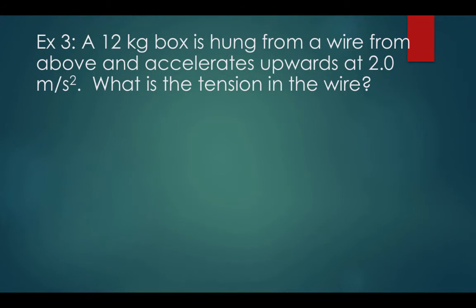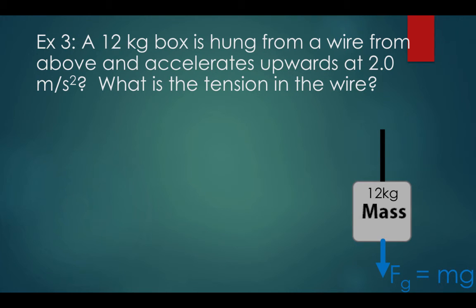Example number 3. The same 12 kilogram box is hung from a wire from above. This time it accelerates upwards at a rate of 2.0 meters per second squared. What is the tension in the wire? Here's our box. It's a 12 kilogram box. The force gravity is downwards with the magnitude of mass times gravity. Tension is upwards in the opposite direction to force gravity. Notice its length compared to the force of gravity. When we look at the tug of war, tension wins since it accelerates upwards.